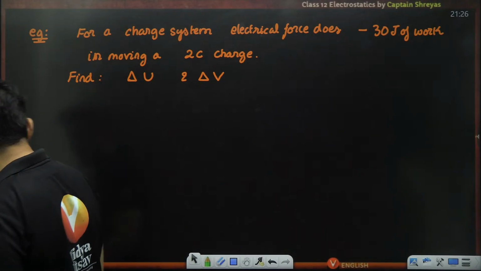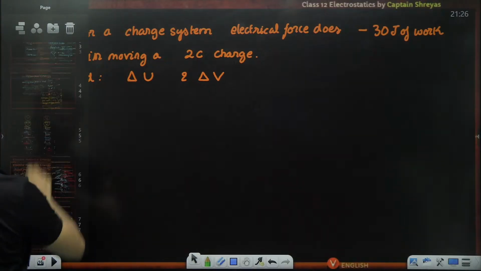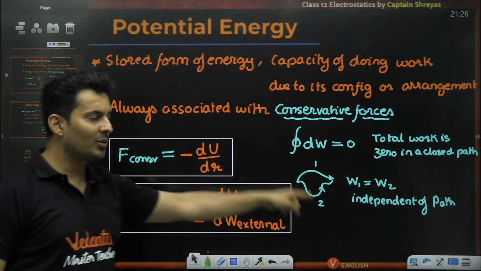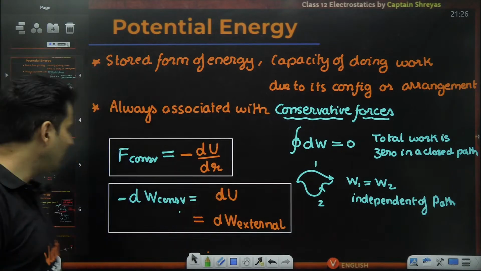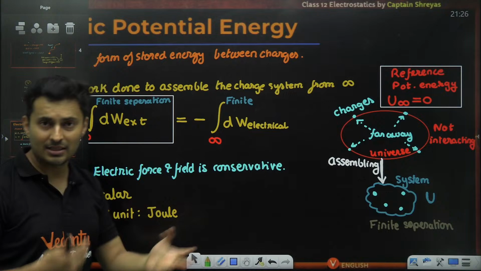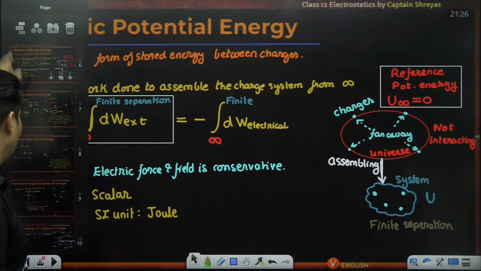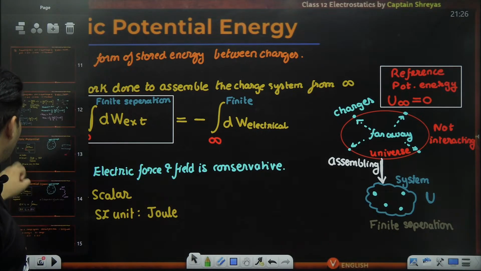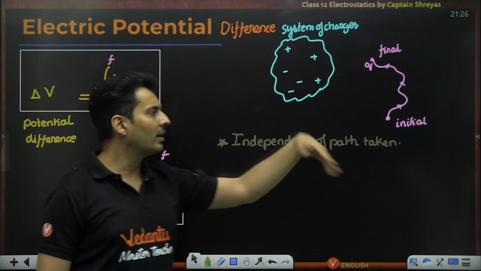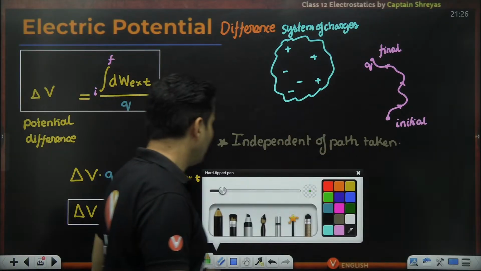Why is it path independent? Remember, I had told you before, conservative forces, the work done does not depend on the path, and electric force is a conservative force. The work does not depend on the path. Hence, when I integrate from initial to final, no matter which path I take, it is always going to be the same.